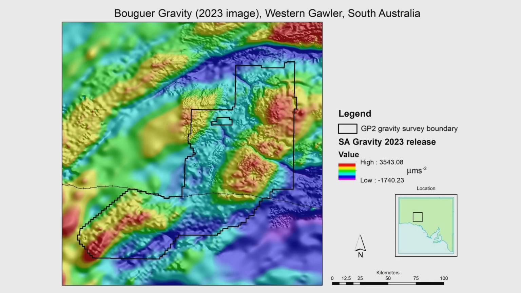It's a fantastic data set, just the granularity in it is really incredible. So for example, this gravity high here roughly coincides with the MT resistor that I talked about earlier, but really quite spectacularly, all these zones are the paleochannels that I talked about earlier as well.